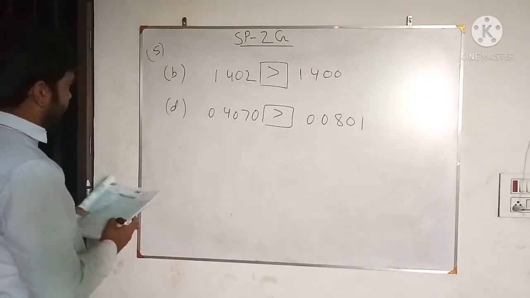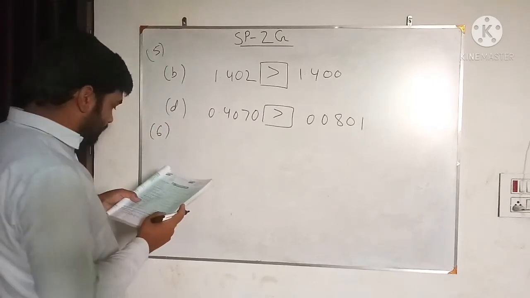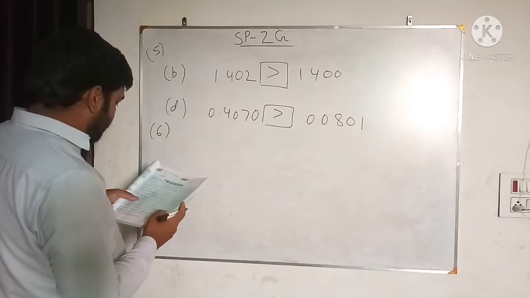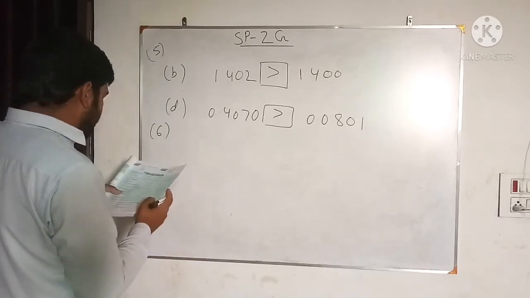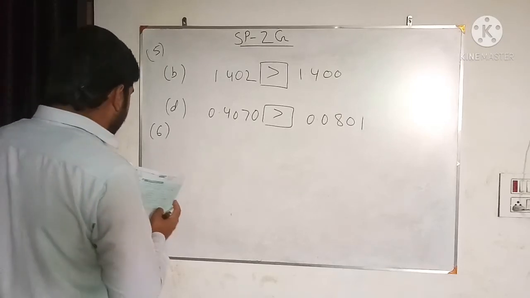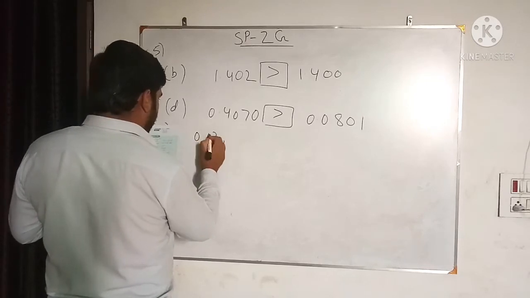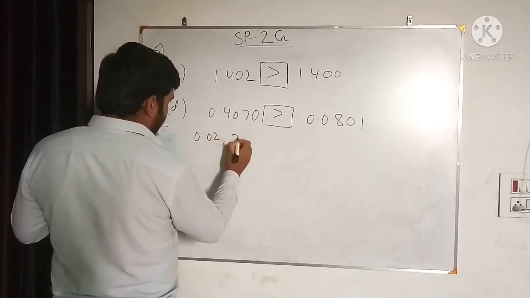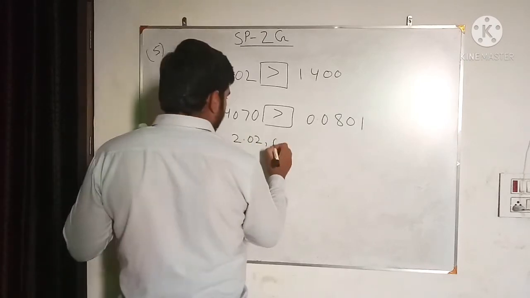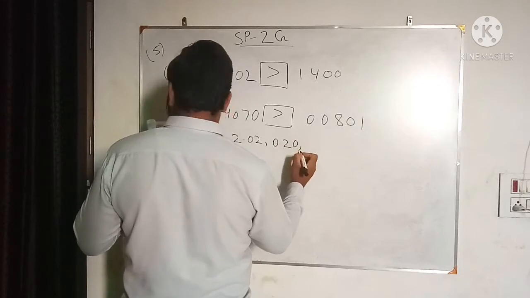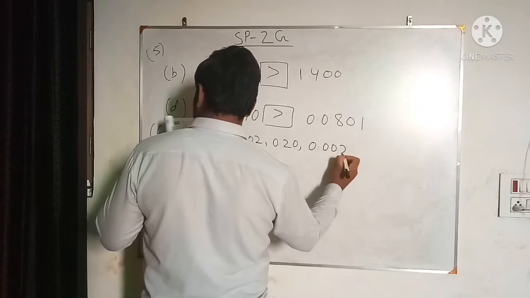Now we move to question number 6. Arrange in descending order. Descending order means greatest to smallest. So the greatest number you write first. The question gives 0.02, 2.02, 0.20, 0.002, and 2.002.